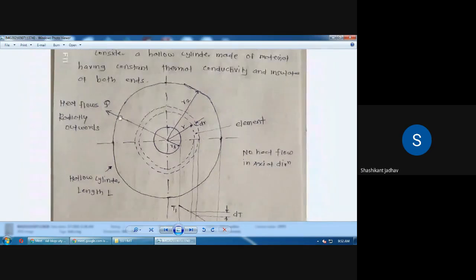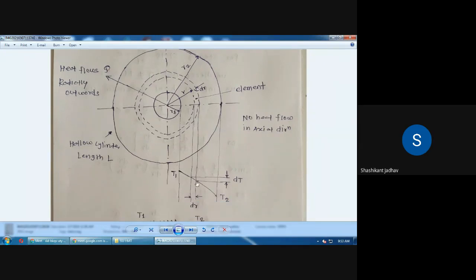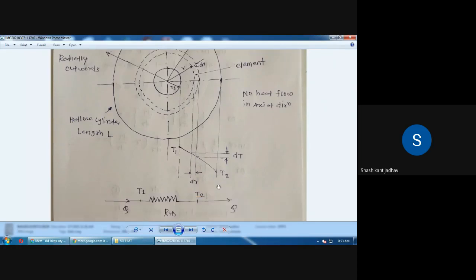Our aim is to calculate the value of Q, meaning how much heat is coming out from this particular cylinder in the radial outward direction. So we have to find out the value of Q. Okay, this is the diagram we drew in yesterday's lecture. T1 is the inside surface temperature and T2 is the outside surface temperature.